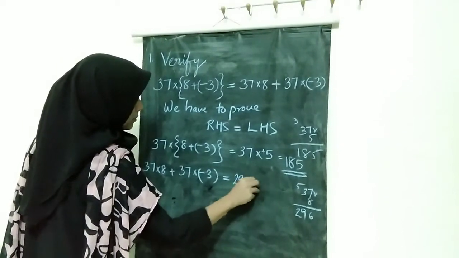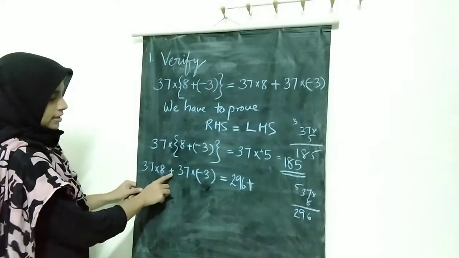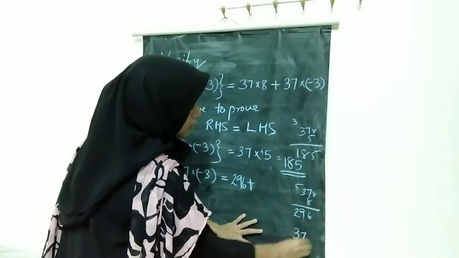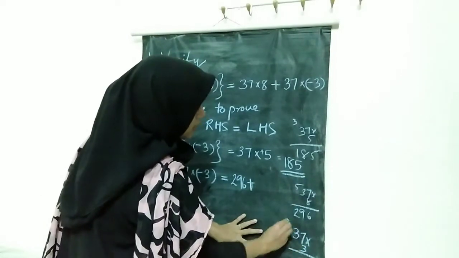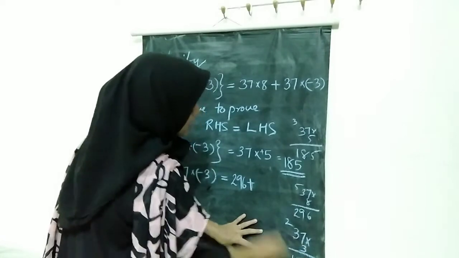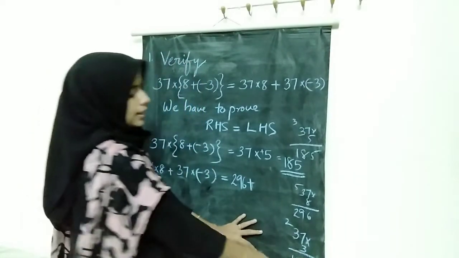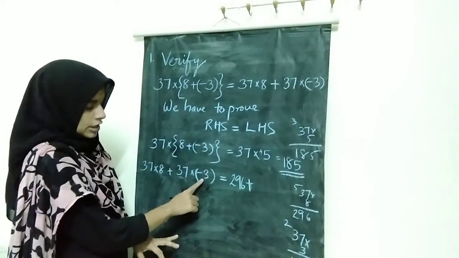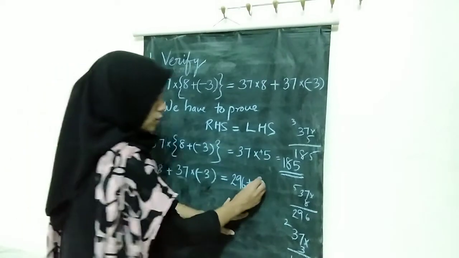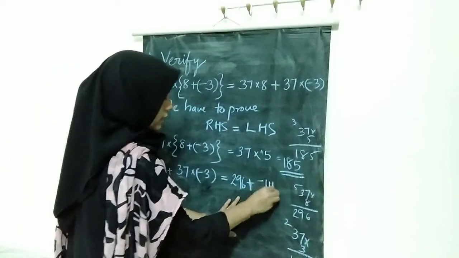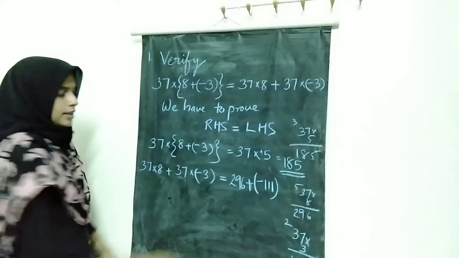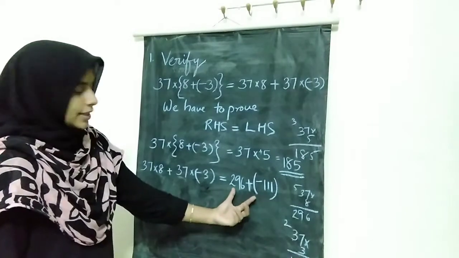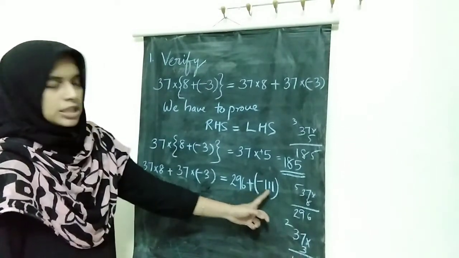296 plus 37 into 3. 37 into 3. Multiply that. 21. Then 9 plus 2, 11. You will get 111. But you check it, one positive and one negative integer we are multiplying. So, negative 111. Negative 111. So, we got the numbers 296 plus negative 111.